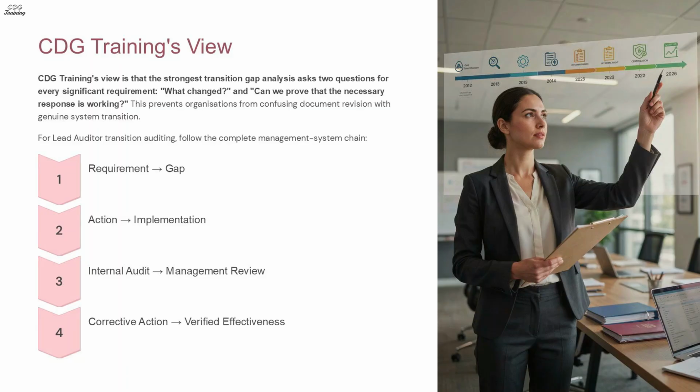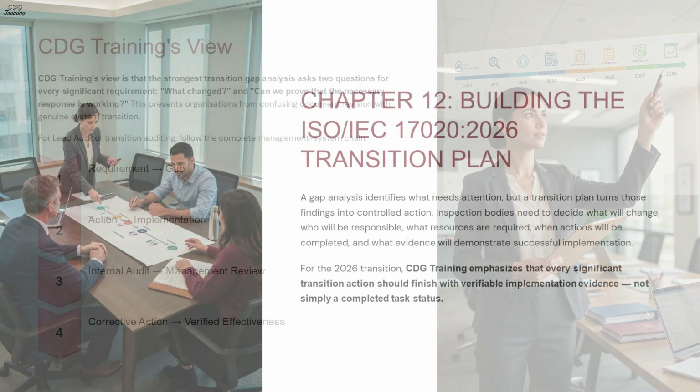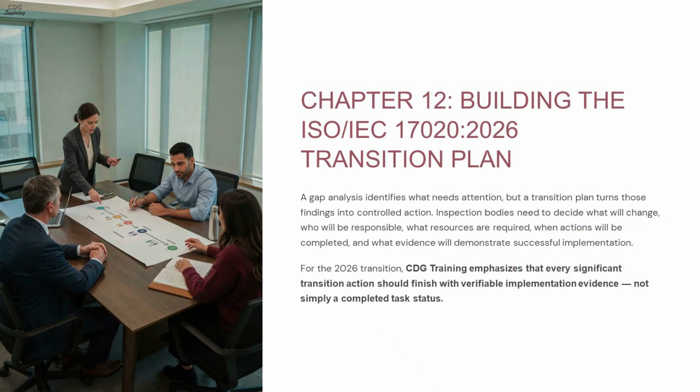CDG training emphasizes asking, "What changed?" and "Can we prove it works?" for every significant requirement. This prevents confusion and ensures genuine system transition. A gap analysis identifies what needs attention, but a transition plan turns those findings into controlled action. Inspection bodies need to decide what will change, who will be responsible, what resources are required, when actions will be completed, and what evidence will demonstrate successful implementation.